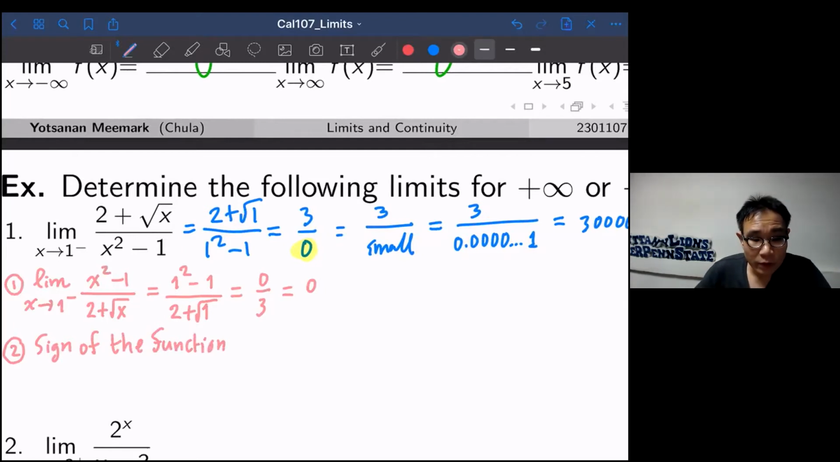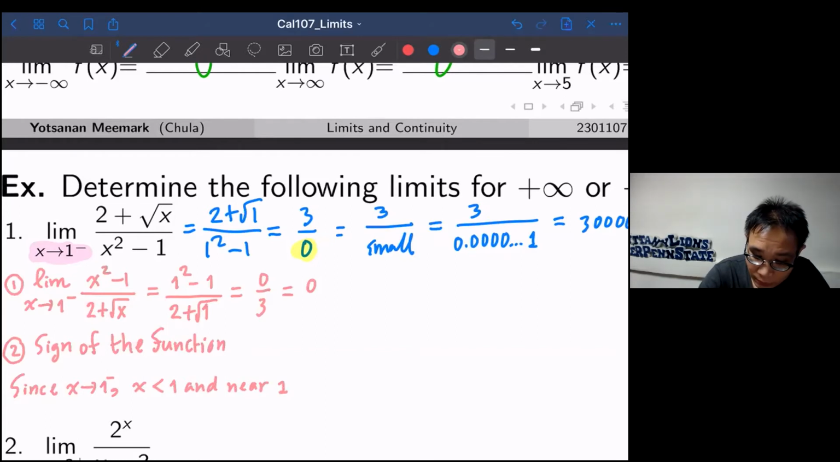So if you'd like to determine the sign of the function, you're going to take a look at where your x will be. In this case, your x is going to 1 from the left. So I'm going to say x goes to 1 from the left, so you have x less than 1 and near 1.